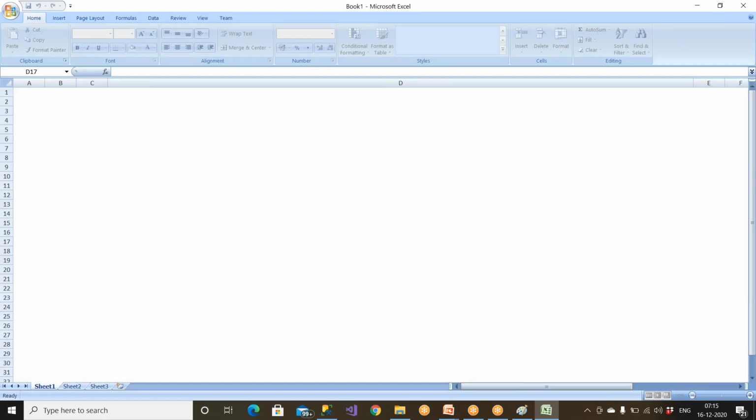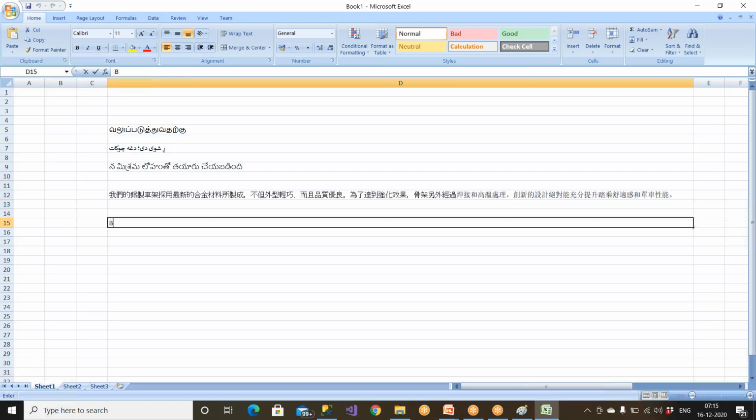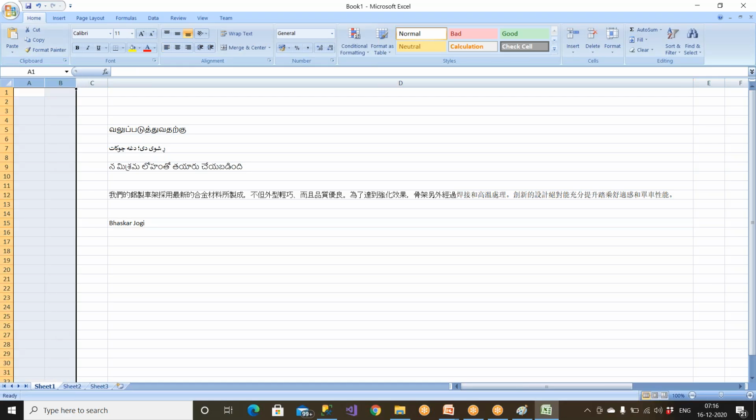So now we can see the same data as it is. Excel is also supporting Unicode characters. Unicode means all data, including English. You can store your name in English, and that also gets saved. Clear?